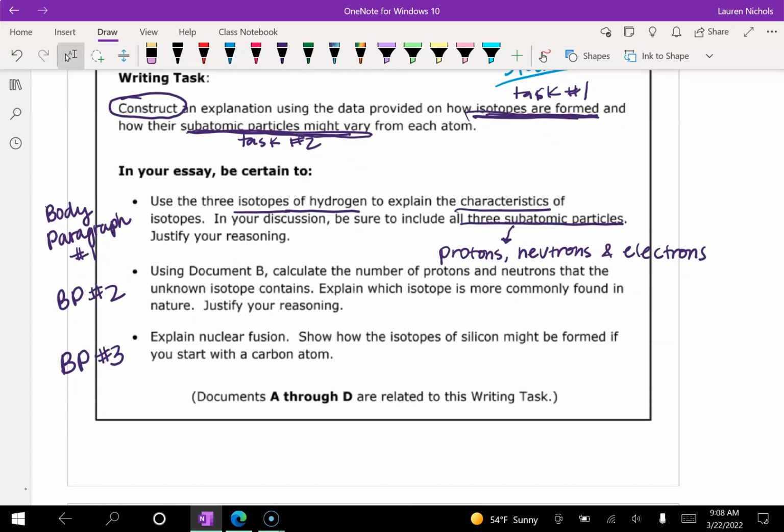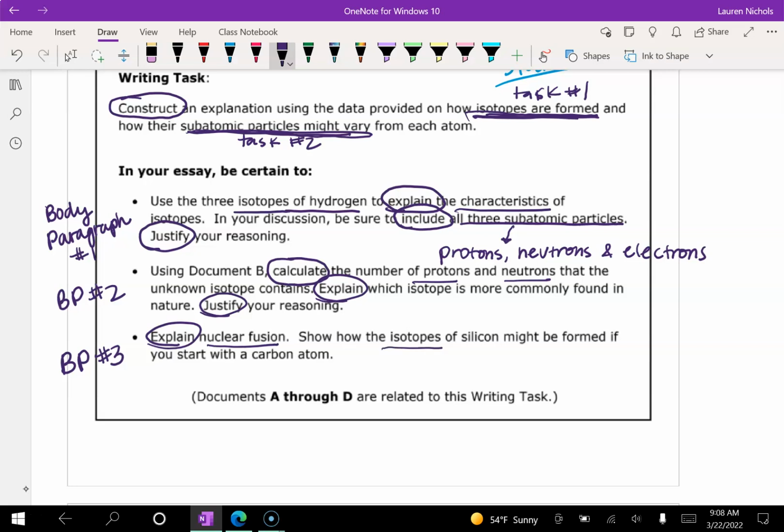Okay, so we'll talk about those with the isotopes of hydrogen. And our directional terms are to explain and include and justify. So using document B, calculate, so that's our directional term, the number of protons and neutrons that the unknown isotope contains, explain which isotope is more commonly found in nature, and justify your reasoning. And then in the third one, we need to explain nuclear fusion and show how isotopes of silicon might be formed if you start with a carbon atom.